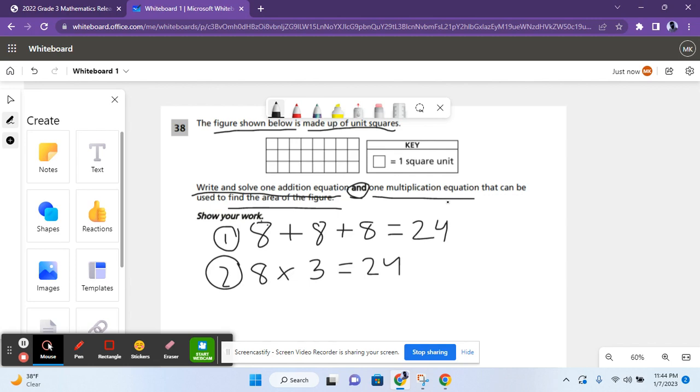By the way, make sure to add the equals sign and the answer to these because equations are different from expressions. Expressions, you don't add the equals sign or the answer, but for equations you do, so keep that in mind.